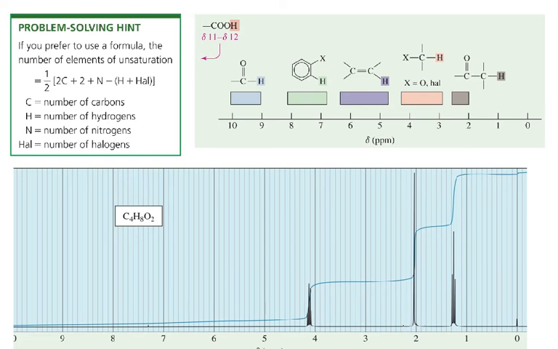So let's try it with this example spectrum with C4H8O2. Notice the O's don't factor into the formula, but we have 1/2 times 2 times the carbons, which is 4, plus 2, plus the nitrogens, which is 0, so I'm not putting it down, minus the hydrogens plus the halogens, but we don't have halogens, so just minus 8, which is the hydrogens. So 2 times 4 is 8, plus 2 is 10, minus 8 is 2, times 1/2 is 1. So whatever this mystery compound is, it has 1 degree of unsaturation.